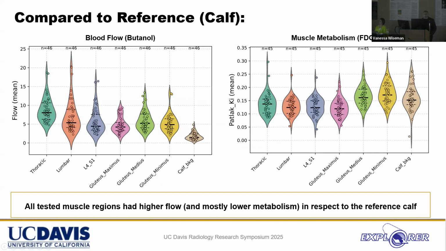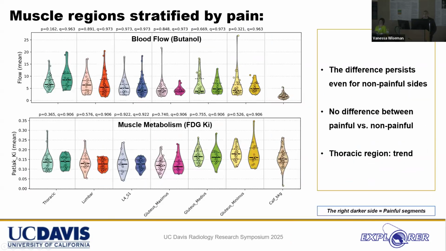And then we thought that could change by pain status. However, this was still persistent when we compared painful versus non-painful sites. The dark color here refers to the painful side. Then we compared directly the painful and non-painful sites, but still we couldn't find differences, except for a small trend in the thoracic paraspinal region here.